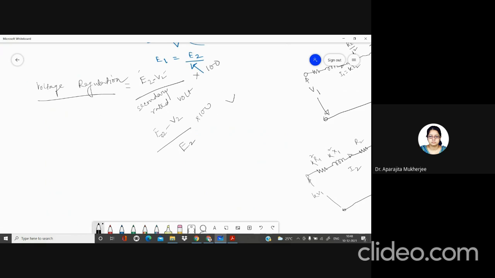Now there will be two different terms, one for zero regulation and another for the maximum regulation. I will check if that extra portion is given in your syllabus. If it is there, I will tell it. Up till now, we only need to know this: E2 minus V2 by secondary rated voltage into 100.